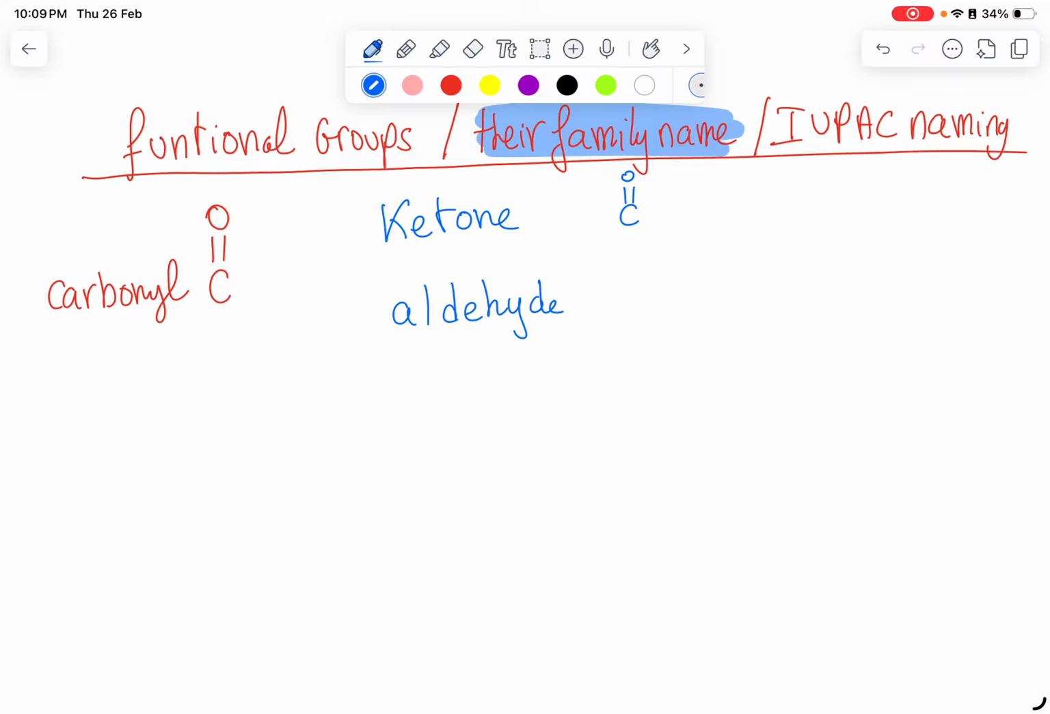Ketone is a C double bond O and it's surrounded with other carbons. So it's not number one. It could be any number, the second, the third on the chain, but not the first carbon on the chain. Whereas in the aldehyde, the C double bond O is surrounded by hydrogen. Now look at this. There's a letter H here, which reminds me of hydrogen. So I have to place a hydrogen here. Usually in an aldehyde, this is carbon number 1, followed by other carbons.